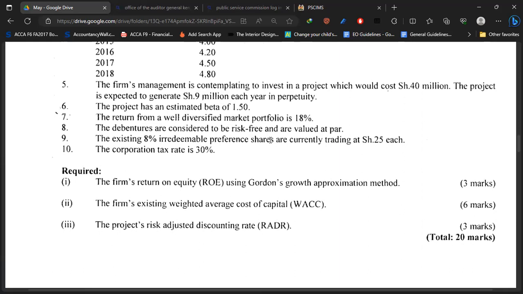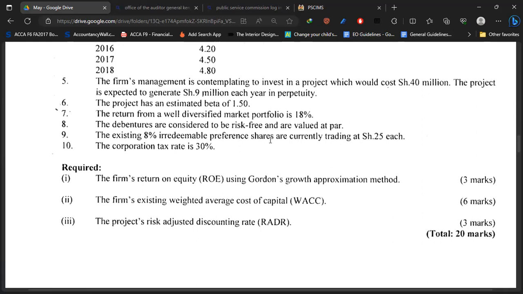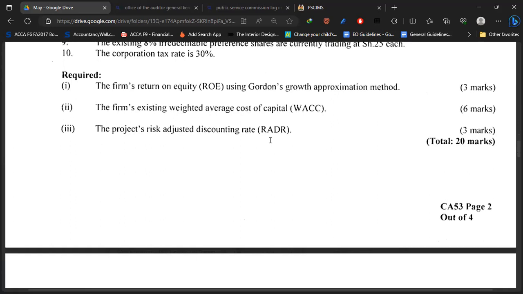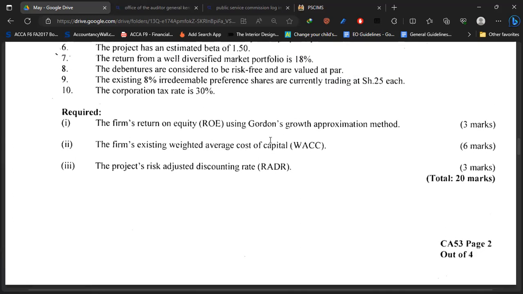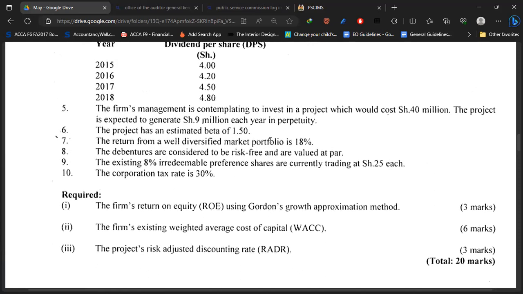These are questions which I was able to introduce you to when we were doing the mergers. But in this case, we have been told: number one, calculate the return on equity using the Gordon's growth approximation method. Number two, calculate the firm's existing weighted average cost of capital. Then number three, project the risk-adjusted discount rate. Now remember, we were able to do it under topic number one, but I will repeat it so that you can understand what it means.